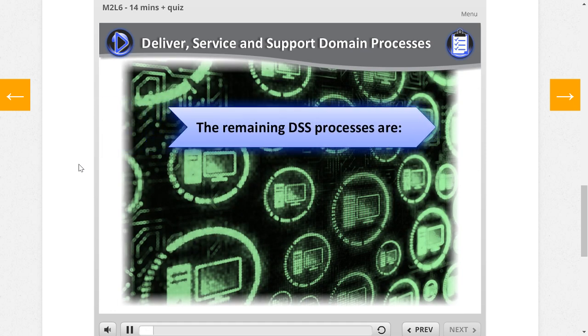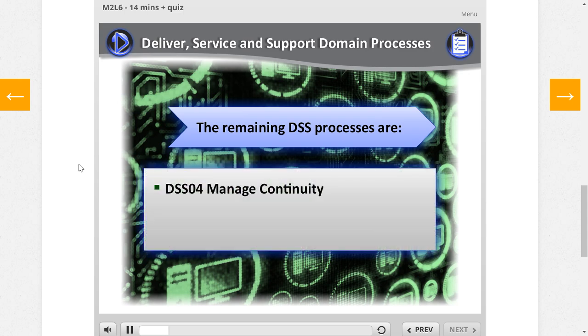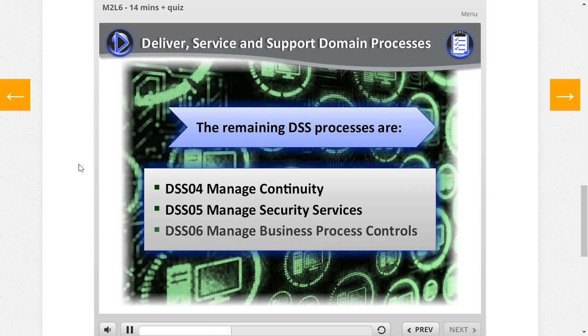The other DSS processes are DSS-04, Manage Continuity; DSS-05, Manage Security Services; and DSS-06, Manage Business Process Controls. The process defines and maintains appropriate business process controls to ensure that information related to and processed by in-house or outsourced business processes satisfies all relevant information control requirements.